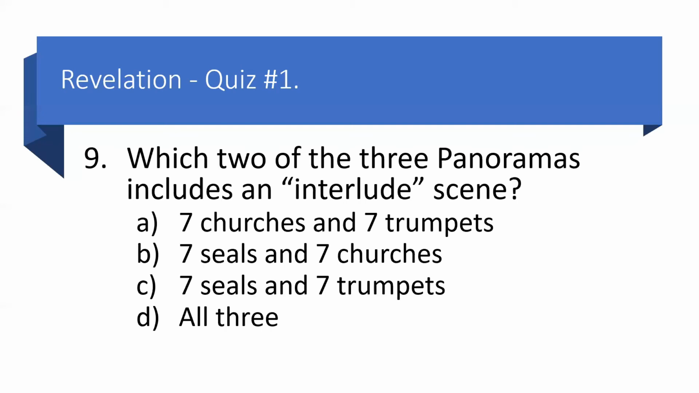Which 2 of the 3 panoramas include an interlude scene? There's an interlude scene between some events in 2 of the panoramas that we've been studying. Is it the 7 churches and the 7 trumpets? Is it the 7 seals and the 7 churches? Is it the 7 seals and the 7 trumpets? Or is it all 3 had an interlude in there somewhere? You need to answer that for me.